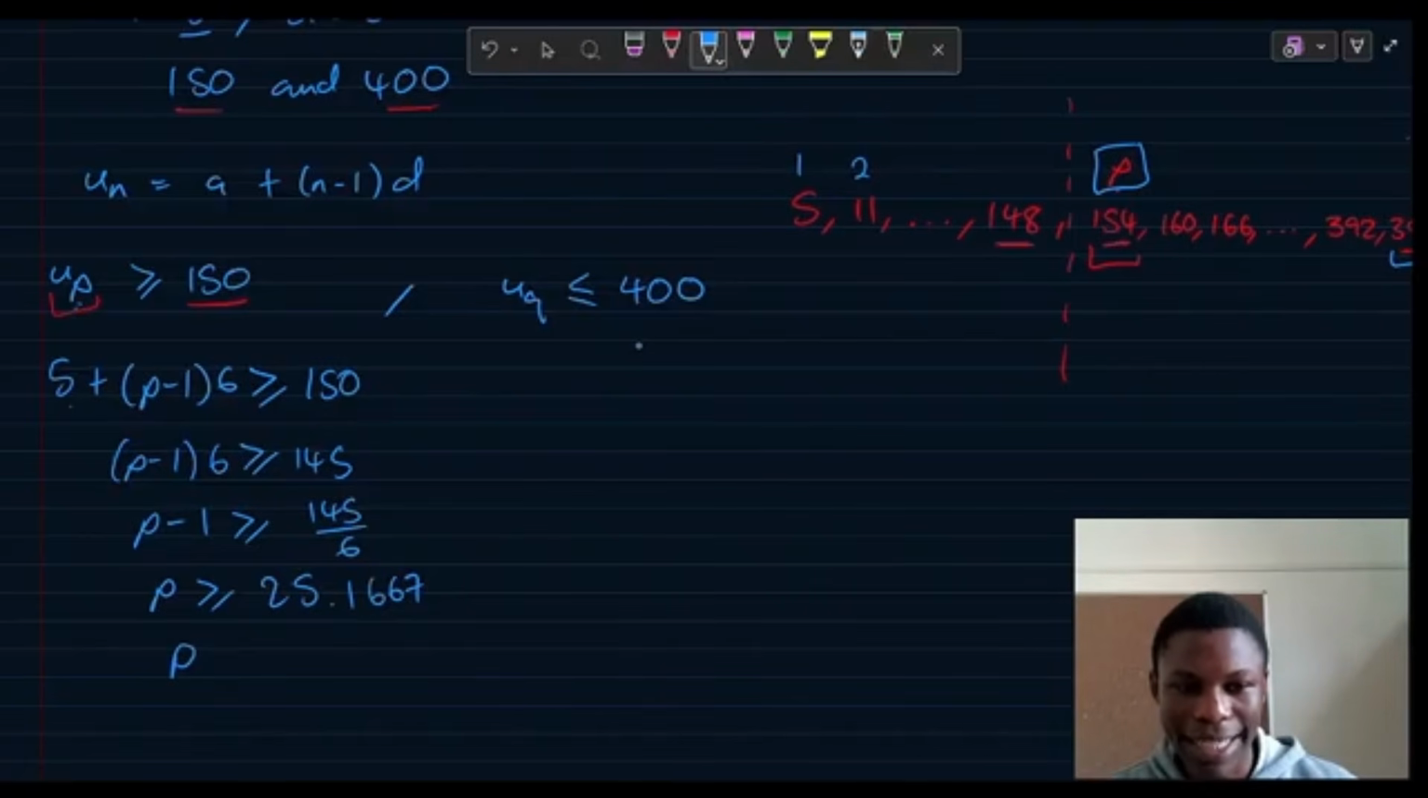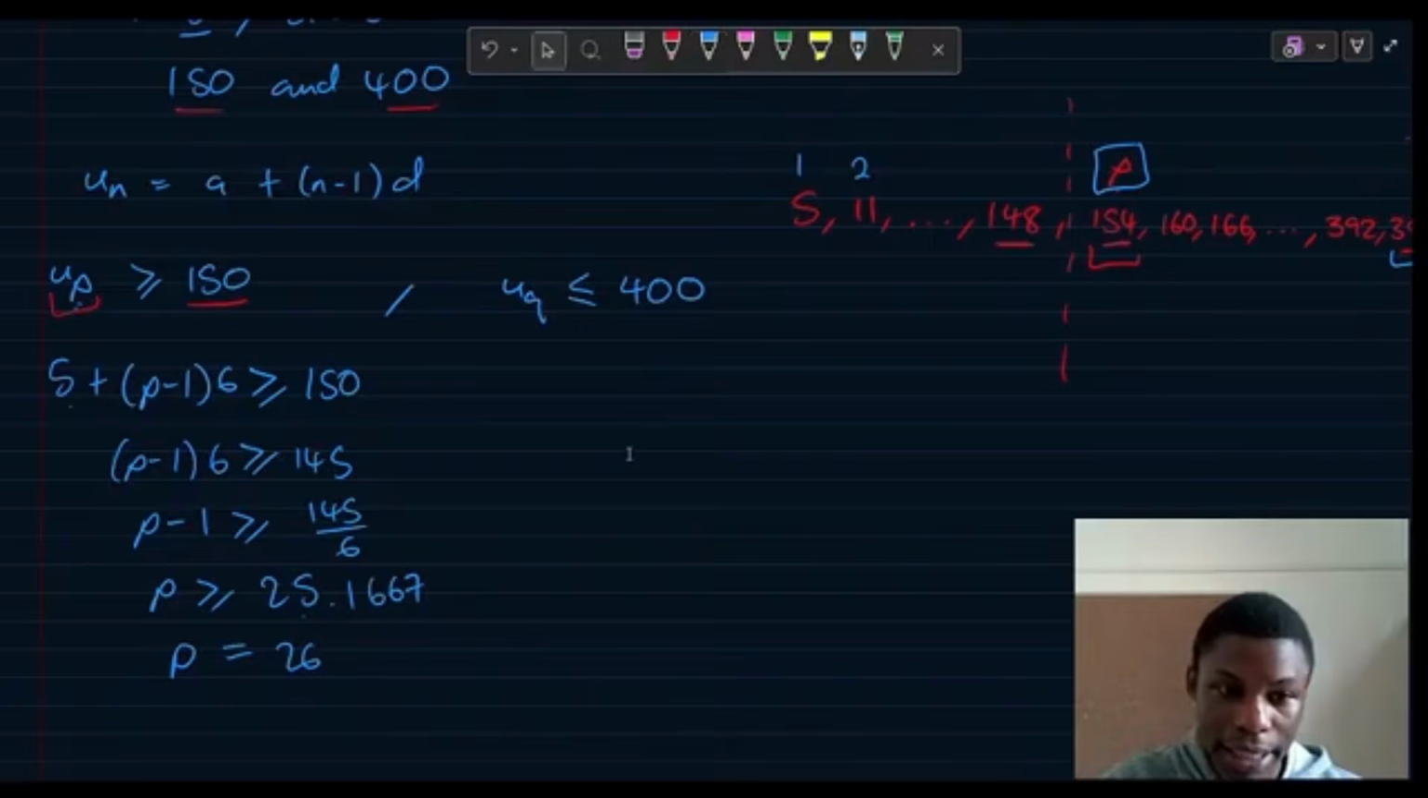So the first term that's greater than 150 is going to be in position 26, because that's the first integer that's greater than 25. So P has to be 26.